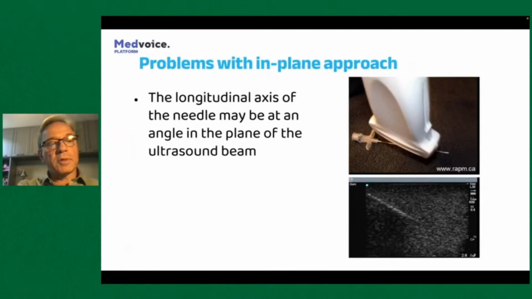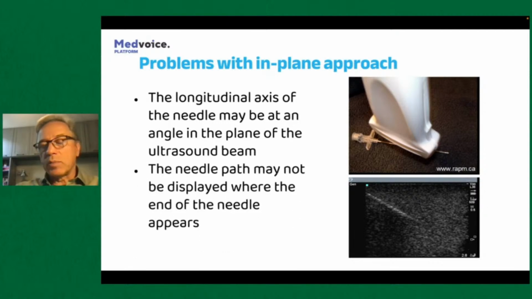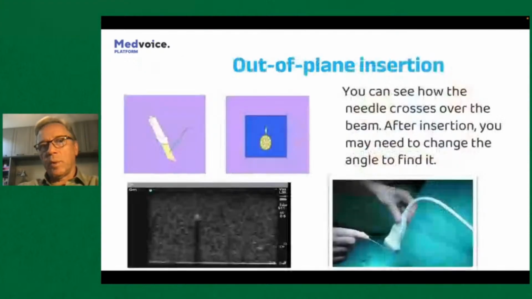And what are the problems associated with this approach? The longitudinal axis of the needle may be at an angle, hence it will disappear from the beam, and the needle path may not be displayed where the end of the needle is. So our biggest problem is to see the tip of the needle. And if you deviate from the beam, which remember is only 1 millimeter, then you will see the shaft of the needle, but not the end of the needle. So you need to be in parallel during quite a long path.